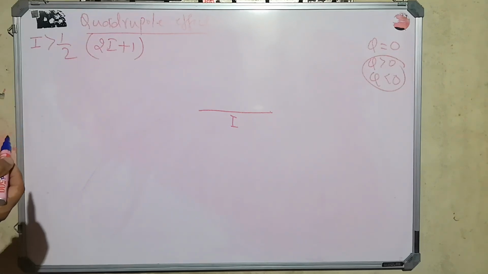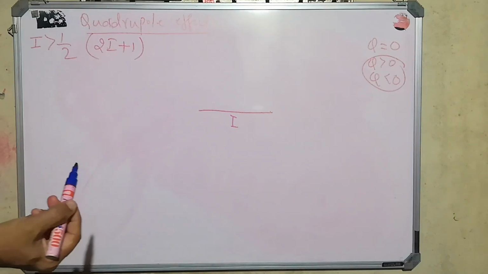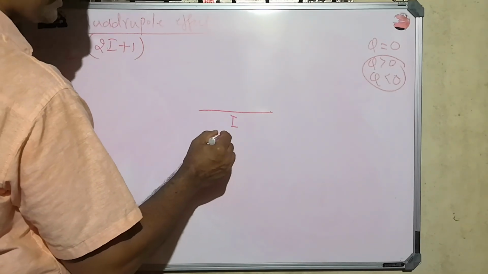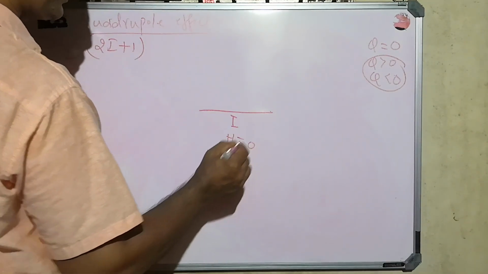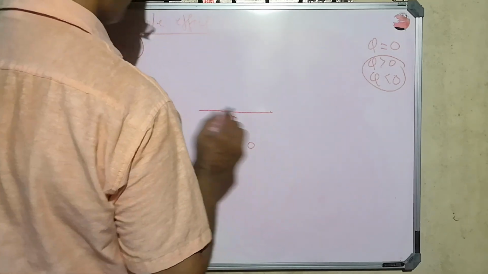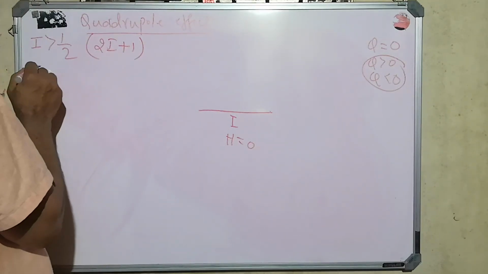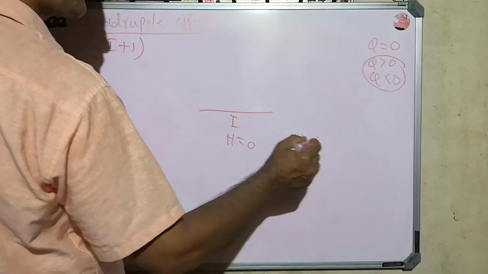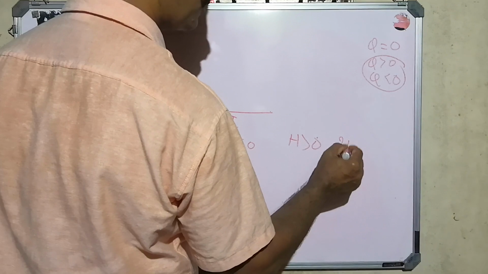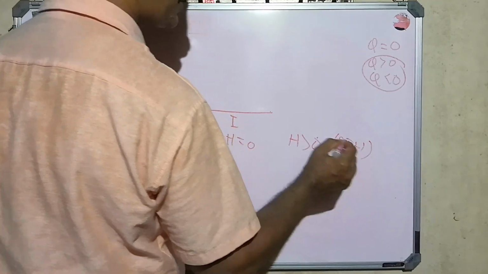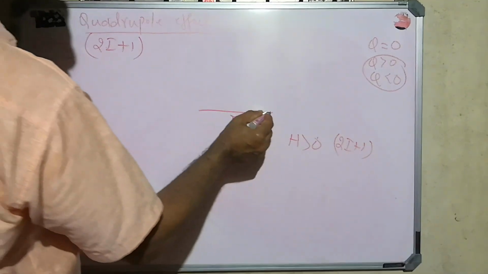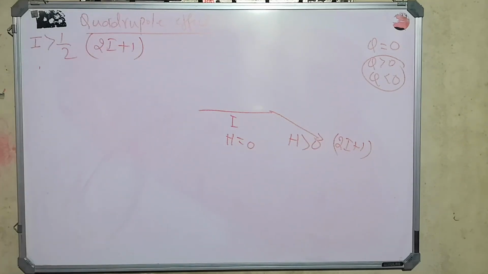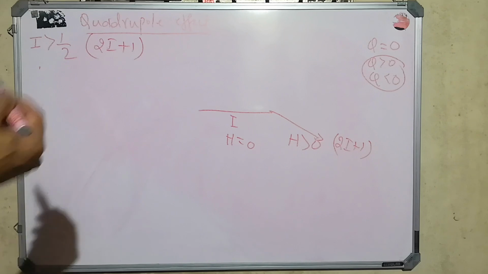Consequently, we get a single energy level when the magnetic field is 0, but when the magnetic field is greater than 0, each level splits into 2I plus 1 energy levels. Single energy level splits into 2I plus 1 energy levels. Then what happens?